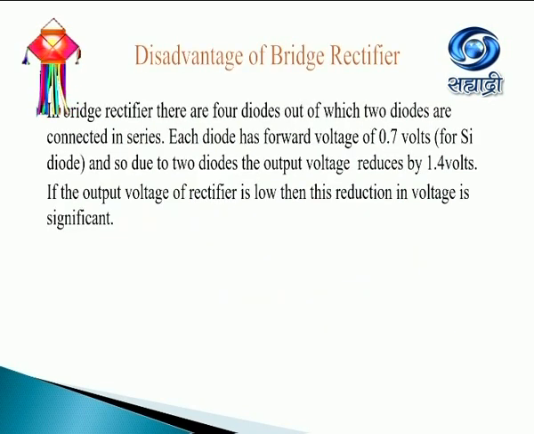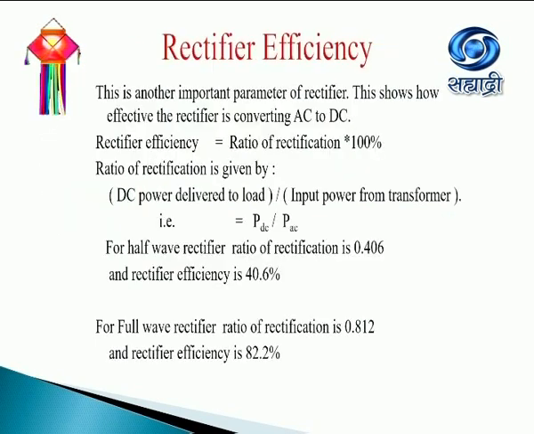Now the disadvantage of bridge rectifier. In a bridge rectifier, there are 4 diodes, out of which 2 diodes are connected in series. Each diode has a forward voltage of 0.7 volts for a silicon diode. And so, due to 2 diodes, the output voltage reduces by 1.4 volts. If the output voltage of the rectifier is low, then this reduction in voltage is significant.